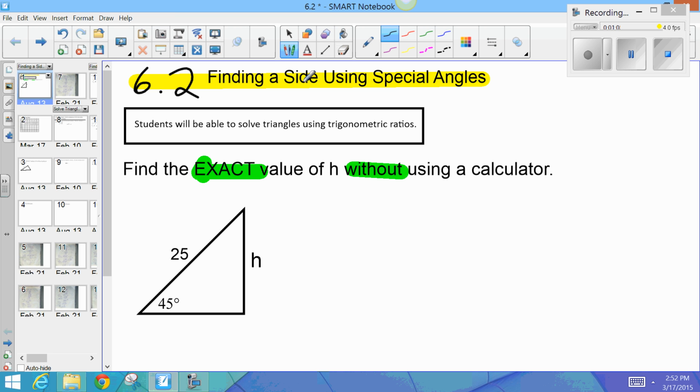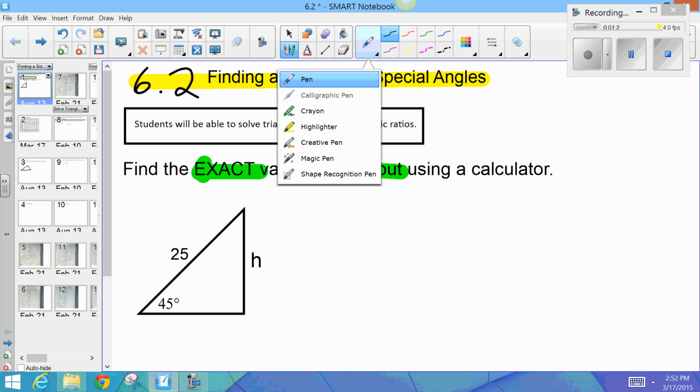So anytime that you see the word exact, you cannot use a decimal representation, and that's how I'm going to know whether you're using a calculator or not, by whether it's in decimal form or in a simplified fraction or simplified radical. All right, so here I'm going to write an equation.